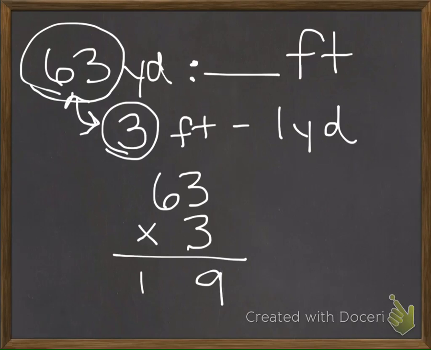So 63 times 3 is how many? 189 feet, okay? So you've got 63 yards. For each one of those yards, it equals 3 feet. So you're going to multiply. That would grow, okay?